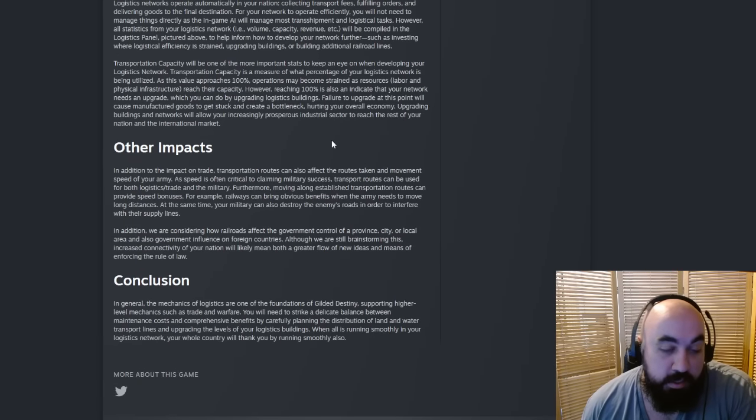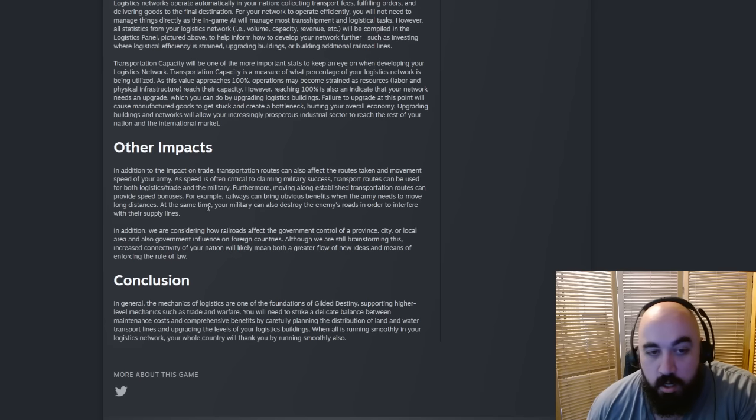Other impacts. In addition to the impact on trade, transportation routes can also affect the movement speed of your army. As speed isn't critical for claiming success, transportation routes can be used for both logistics and trade in the military. Furthermore, moving along established transportation routes can provide speed bonuses. For example, railways can bring obvious benefits when the army needs to move long distances. At the same time, your military can destroy the enemy's roads in order to interfere with their supply lines. I love this. Your military can go after supply lines.